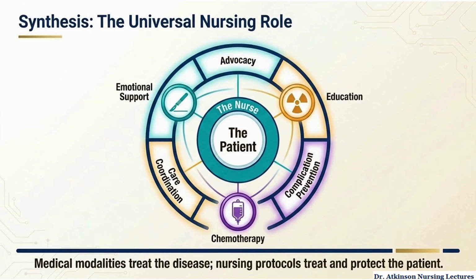The nursing role in cancer care includes advocacy, education, complication prevention, care coordination, and emotional support across all treatment modalities. Nurses monitor for treatment-related complications, reinforce ongoing patient education, coordinate interdisciplinary care, and advocate for patient needs throughout the cancer journey. Holistic nursing support is essential to maintaining patient safety, quality of life, and treatment adherence.